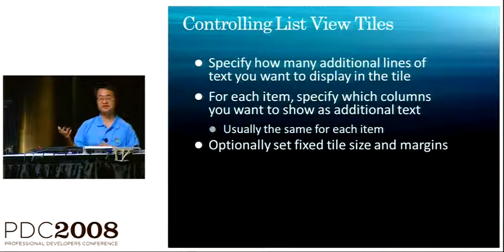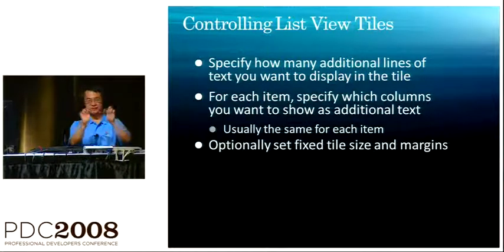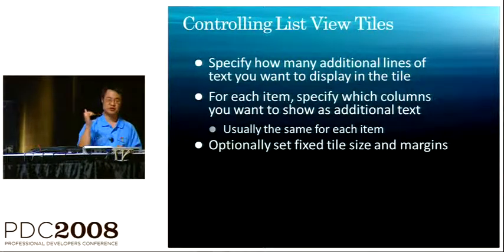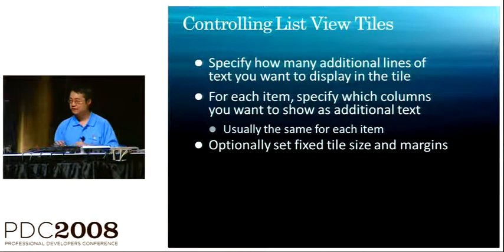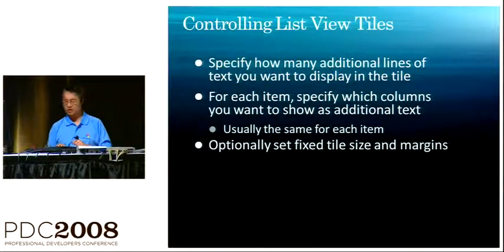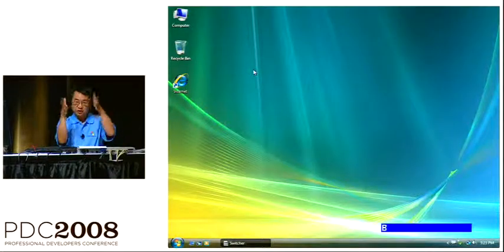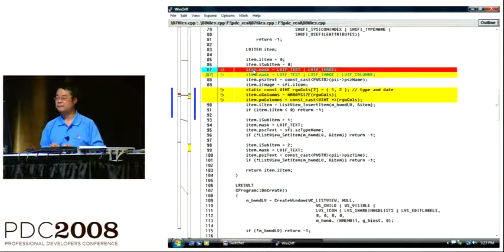In addition, you also have to tell the list view control in general how many lines of text to reserve. The list view will then take the columns that you provided and fill them in to the extra lines of text that you reserved. And there are some other parameters for adjusting margins and things, if you're not happy with the layout, you can create a little extra room around them.